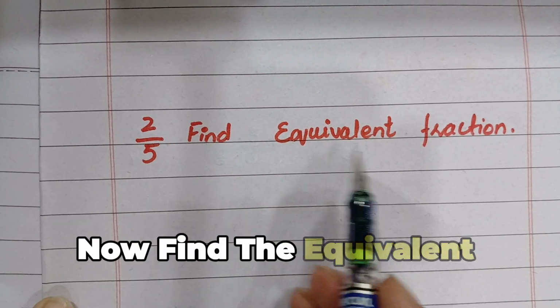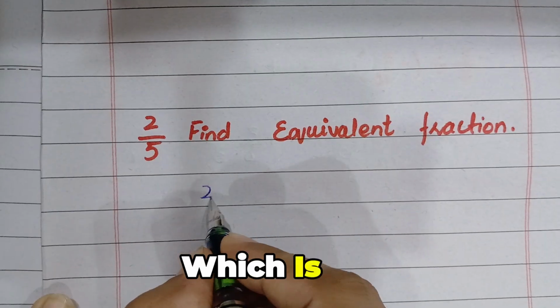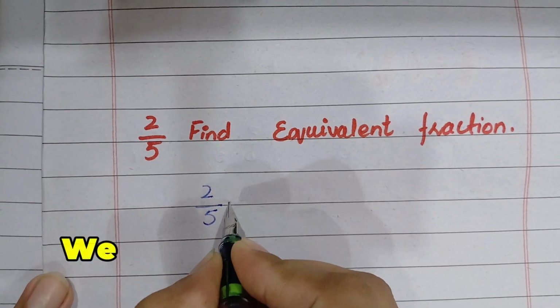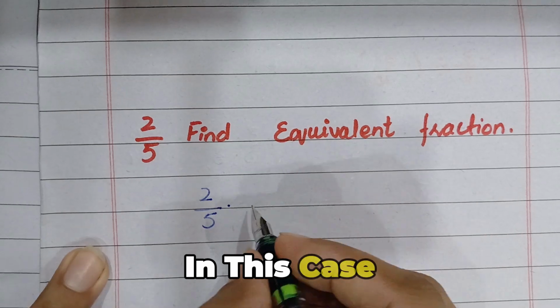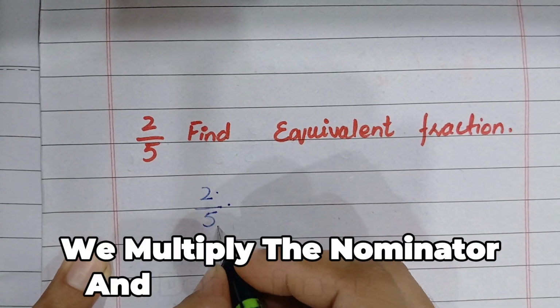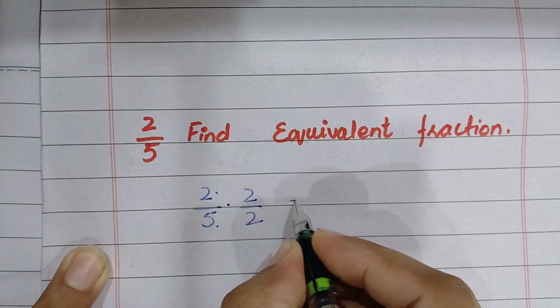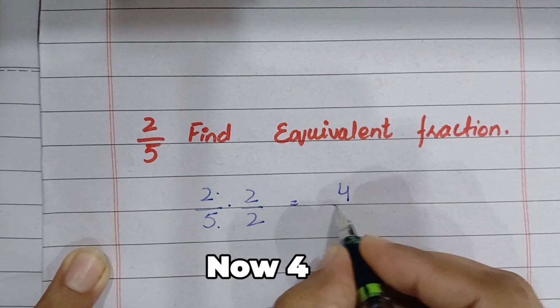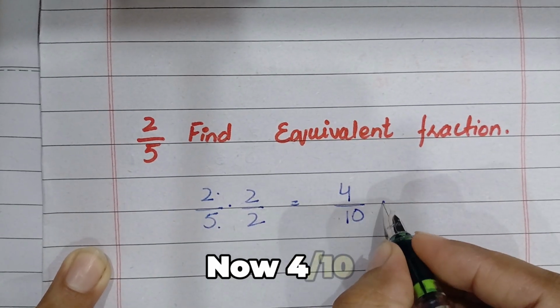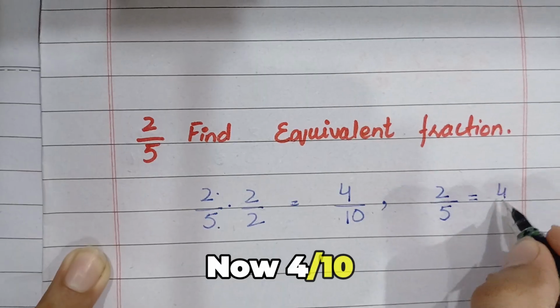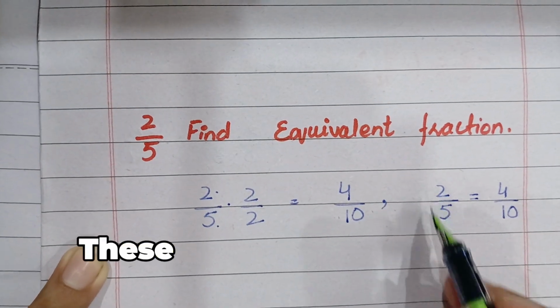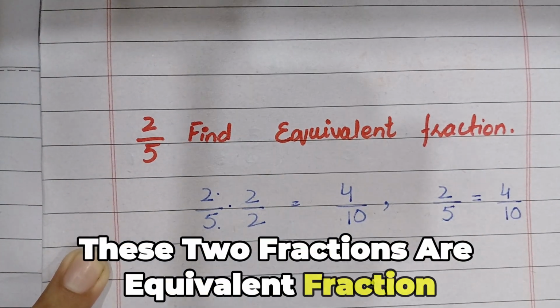Now find the equivalent fraction of this fraction, which is 2/5. We know that we can multiply by any integer except 0. In this case, we multiply the numerator and denominator by 2. Now 4 and 10. So we say that 2/5 equals 4/10. These two fractions are equivalent fractions.